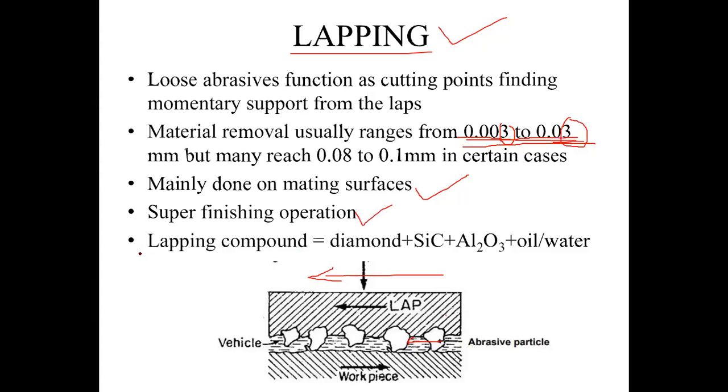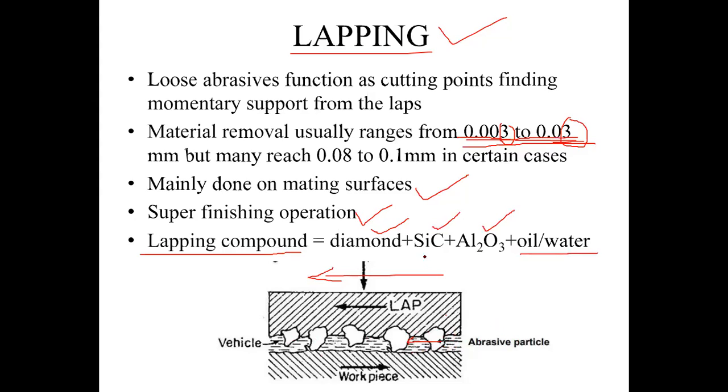So here lapping compounds are required. These lapping compounds are nothing but diamonds or whatever abrasive particles we have studied in grinding, such as silicon carbide and aluminum oxides. Along with that, maybe you can have some kind of oil or water. If you normally sprinkle on the surface, these may go into different positions.